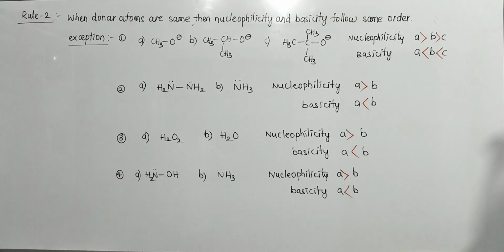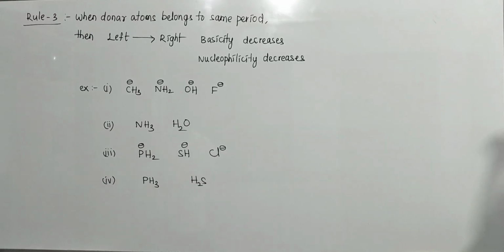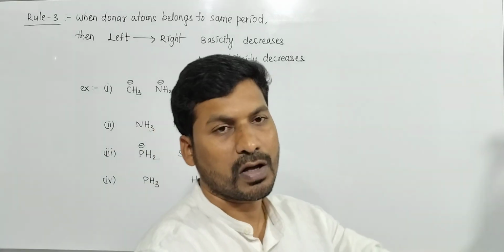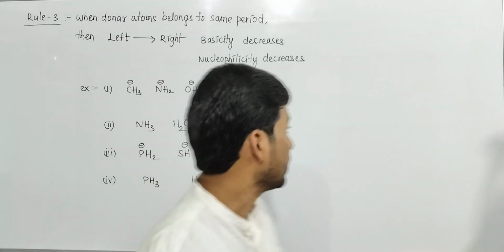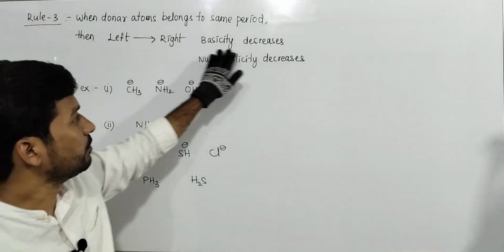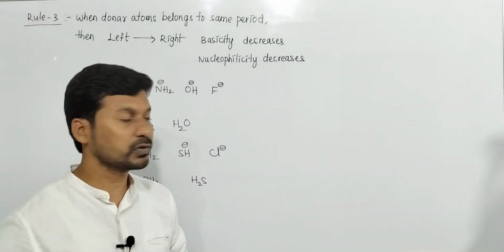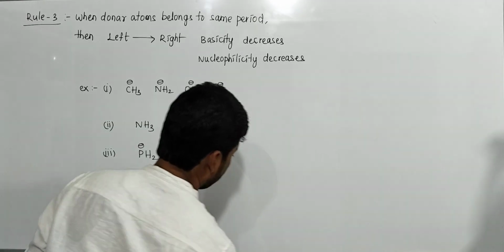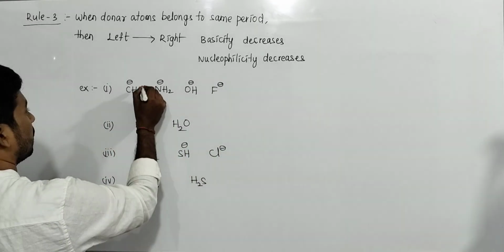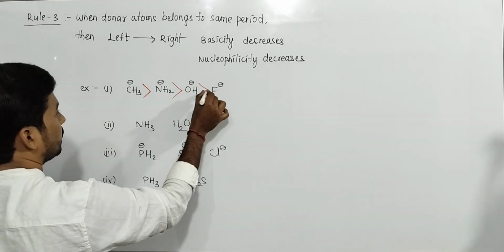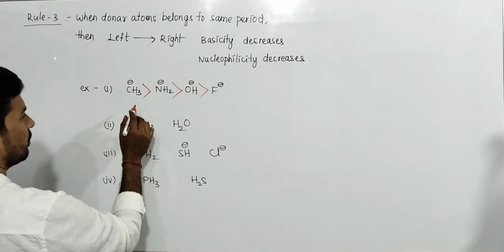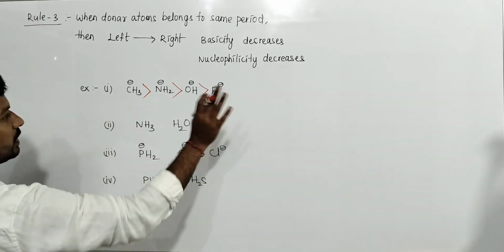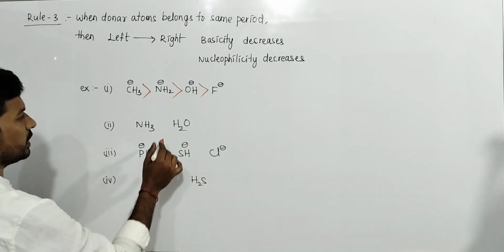Take this one. See rule number 3: when donor atoms belong to the same period. If donor atoms in two species belong to the same period, then from left to right basicity decreases and nucleophilicity also decreases. When carbon, nitrogen, oxygen, fluorine, from left to right, what happens to basicity? It decreases, and nucleophilicity also decreases.